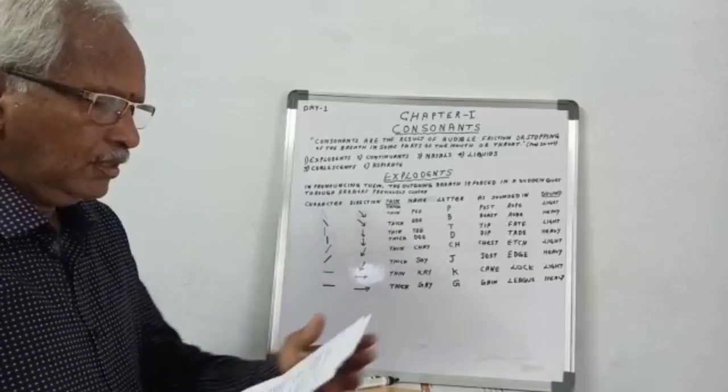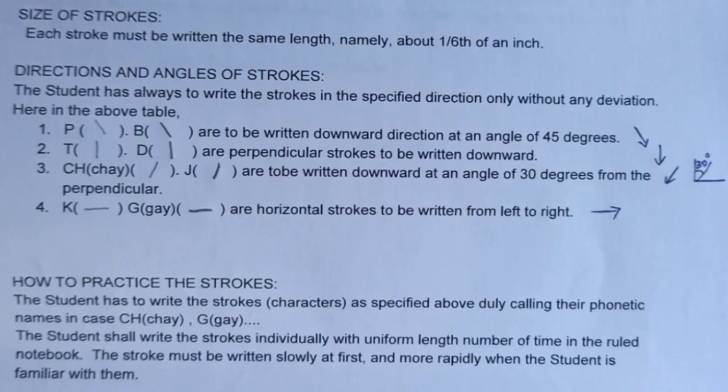Next, directions and angles. PB are at 45 degrees. TD are straight perpendicular strokes. CHJ are 30 degrees from perpendicular. KG are straight horizontal strokes.